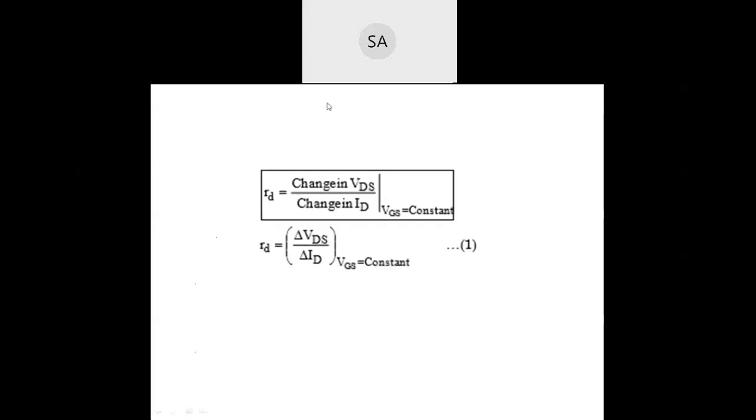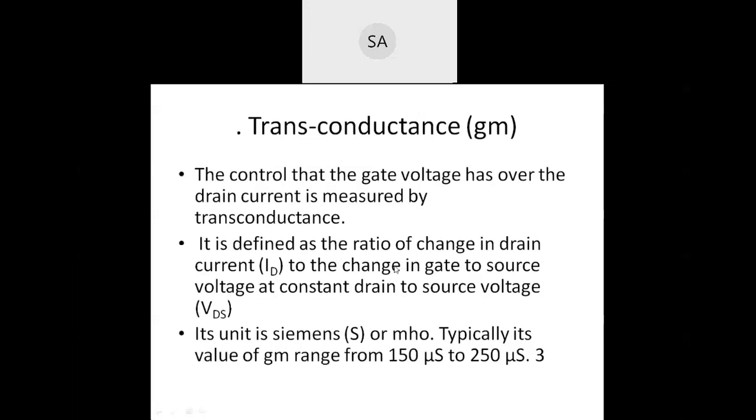Okay. So that is the definition for the AC drain resistance. So next is the transconductance, gm. The control that the gate voltage has over the drain current is measured by the transconductance.